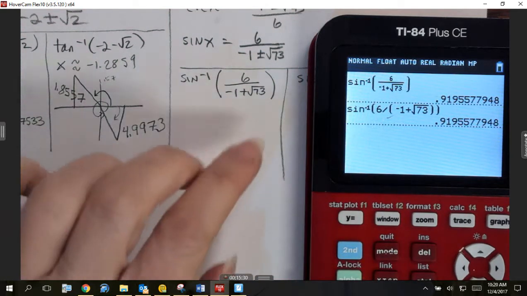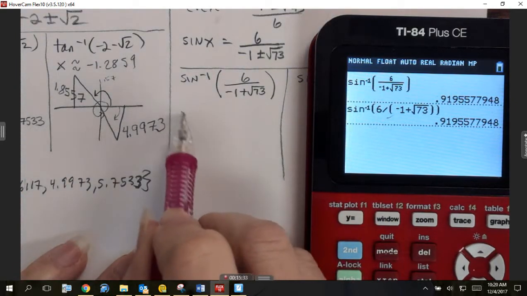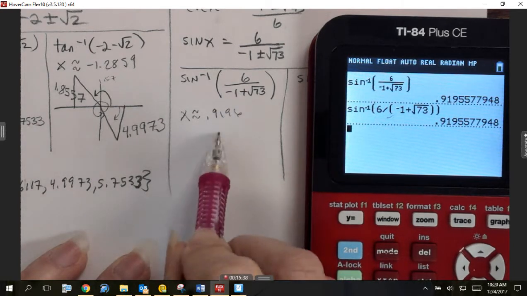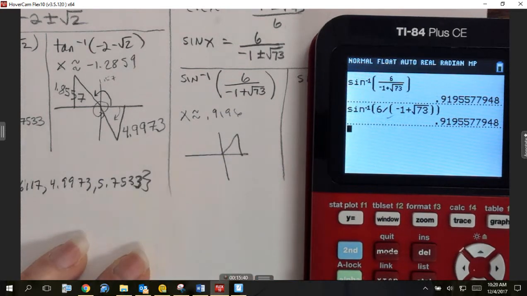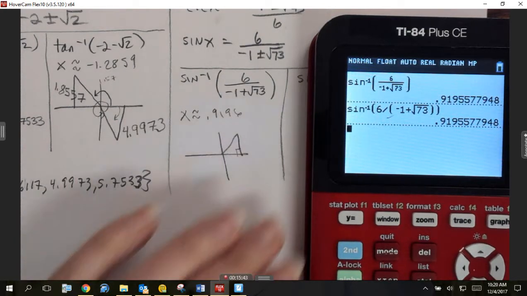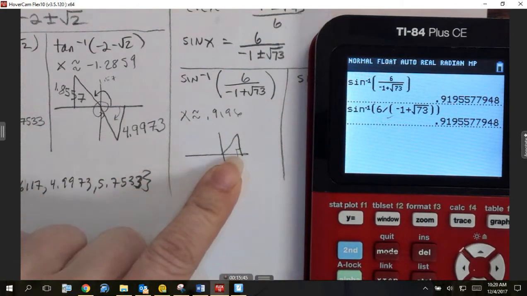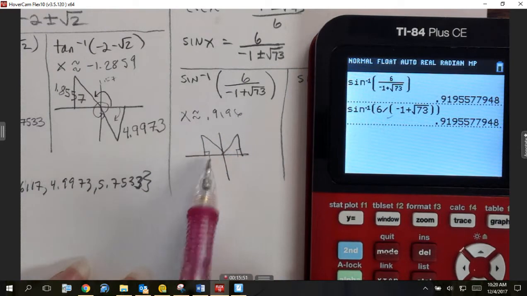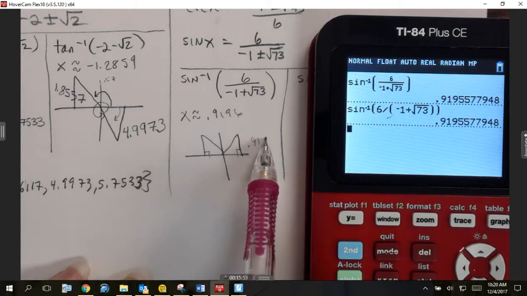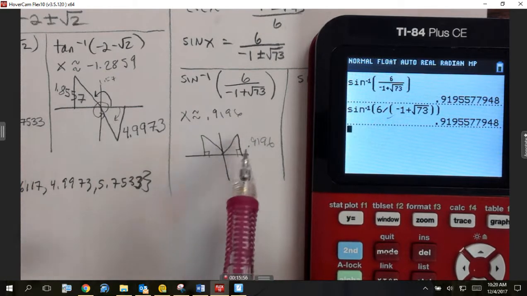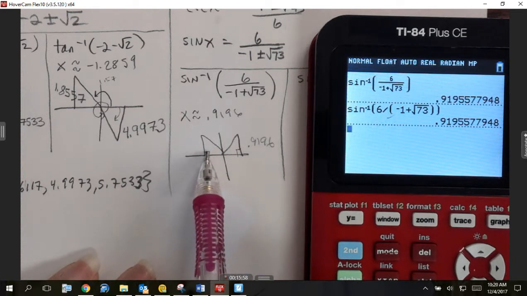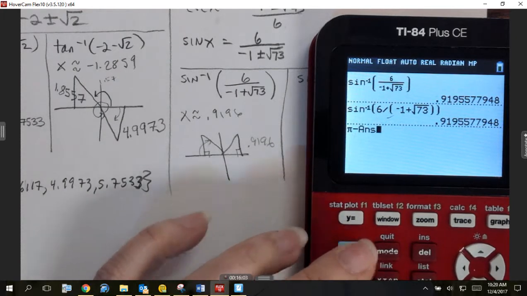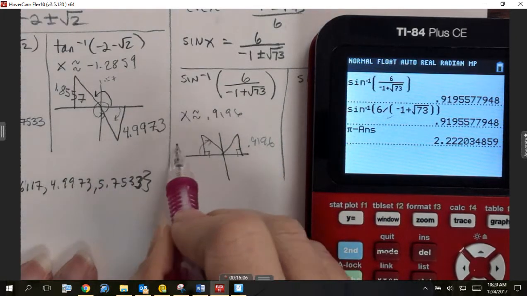Okay, so once I got that, I'm going to go ahead and draw the picture. Let's see, this is 0.9196. That is in the first quadrant. This is sine. So if sine's in the first quadrant, what other quadrant would sine be in? Second. So the first one is 0.9196 because that one is in the first quadrant. The second one has a reference angle of 0.9196, so we have to take pi, subtract the reference angle, and get 2.2220.